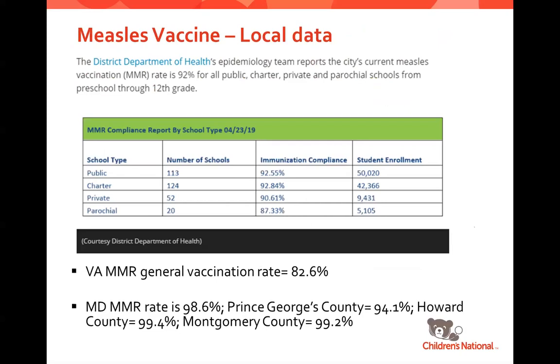And then in this chart below, you can see the breakdown based on the type of school, so public schools versus charter schools, private and parochial schools, and then immunization compliance, and then the number of students that are in those different schools. In Virginia, the vaccination rate, again, for kids between preschool and 12th grade is lower. It's 82.6%. Unfortunately, I don't have breakdown by county for Virginia because they don't report that, but that is lower.